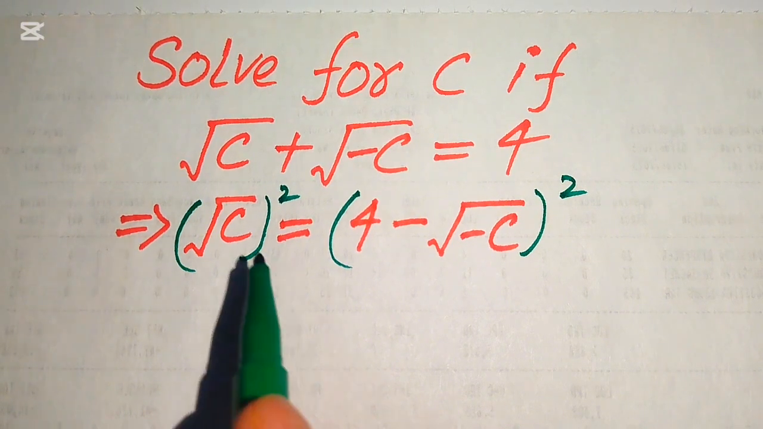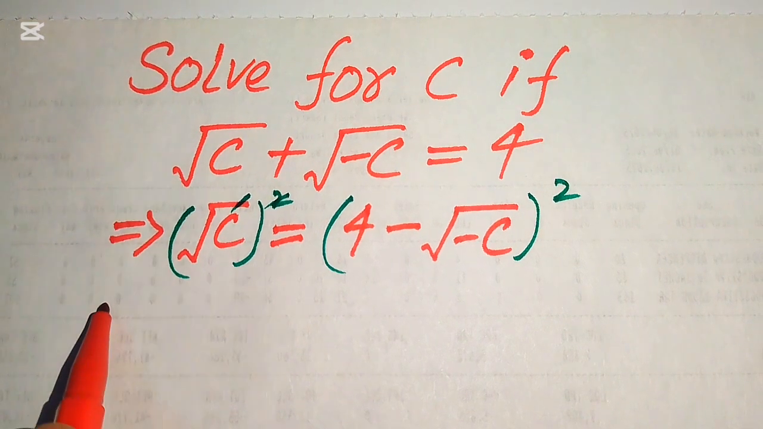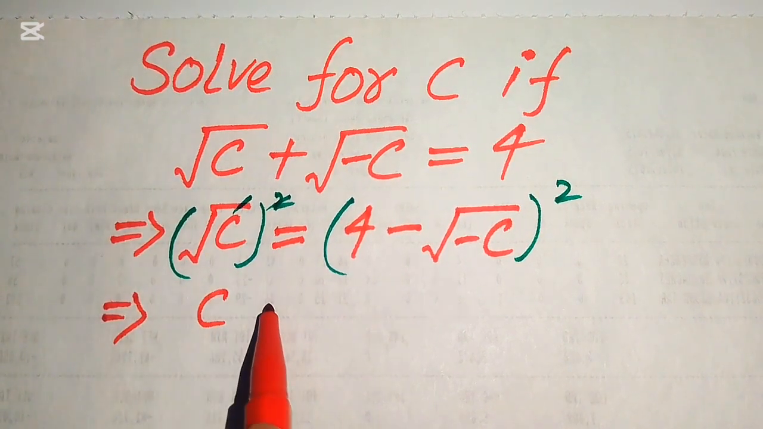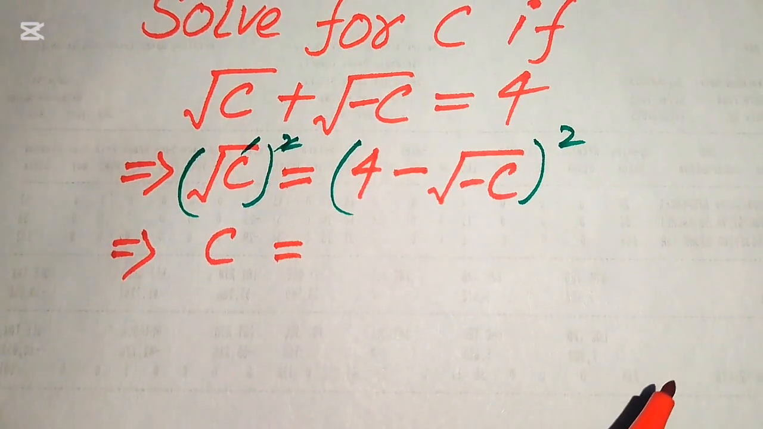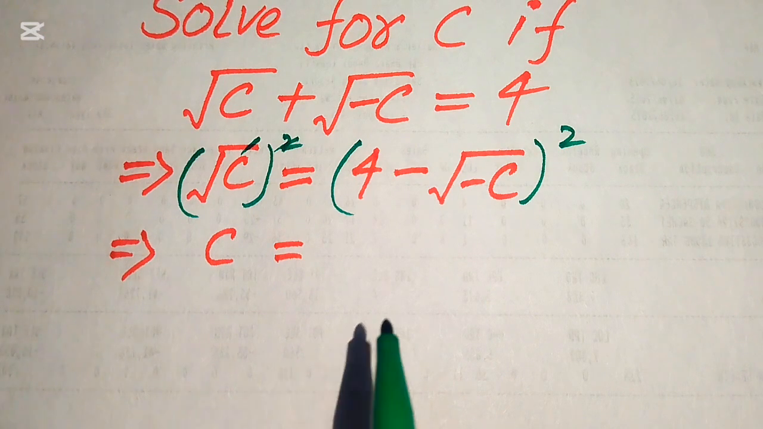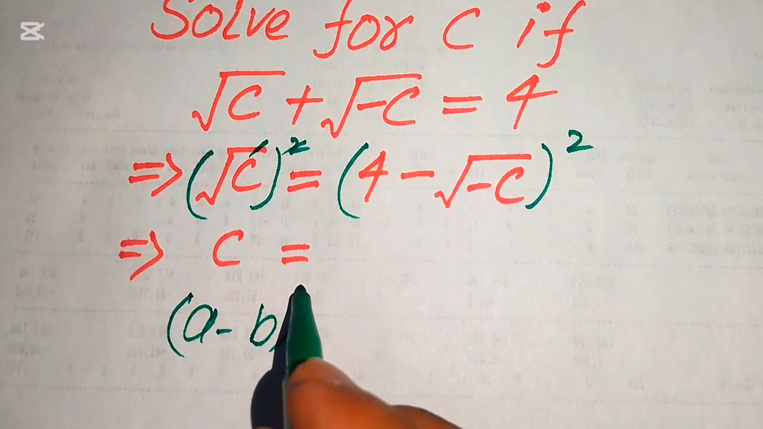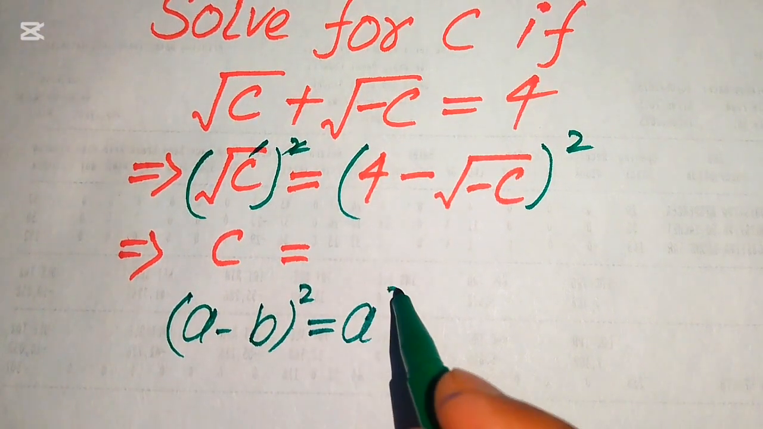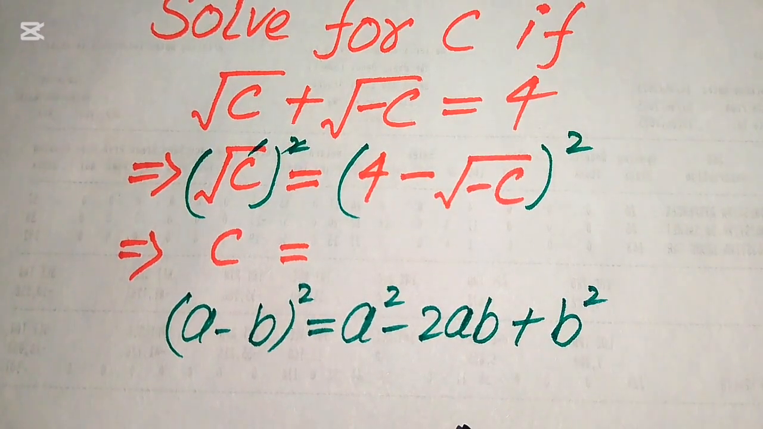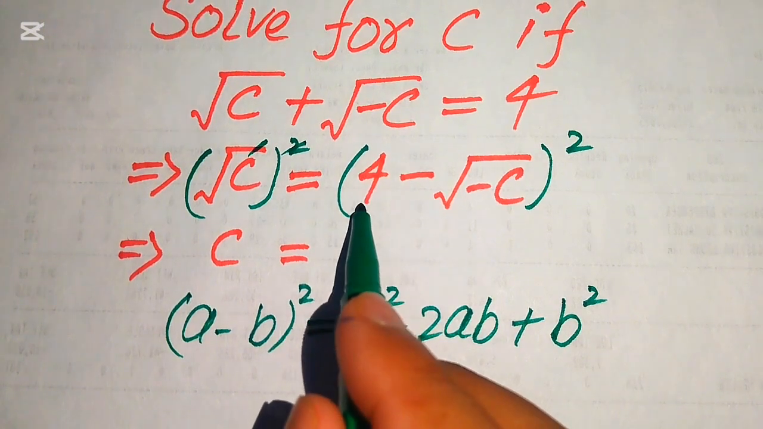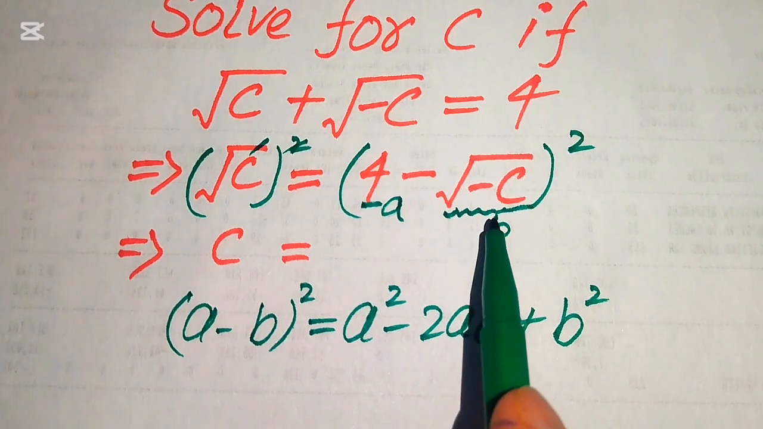And now here further you see that this 2 and this square root are gone, and we will obtain in the left hand side c only, and it is equal to, in the right hand side we need to use the nice algebraic formula, and you very well know about this formula. If we have (a minus b) whole square equals a square minus 2ab plus b square. So according to this formula, you see here the value of our a is 4 and the value of our b is square root of minus c.